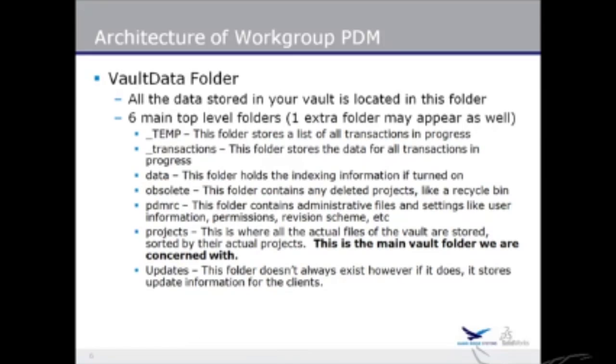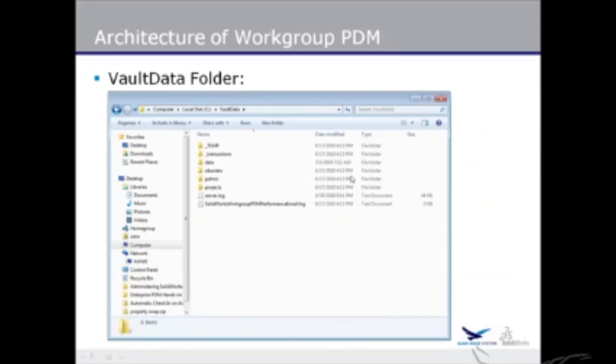So if we dive a little deeper into the Vault Data folder, what you're going to see is that it has 6 main top-level folders. Okay, there may be an extra folder in there depending on where you do your updates or anything, but if we look at this screenshot I've got, you can see the 6 main top-level folders. So it's got a folder called _temp. That folder stores a list of transactions that are currently in process. You've got a folder called _transactions, which is going to store the data for any of the transactions that are in process.